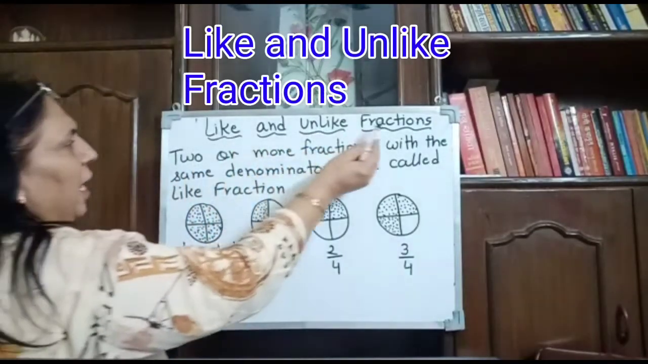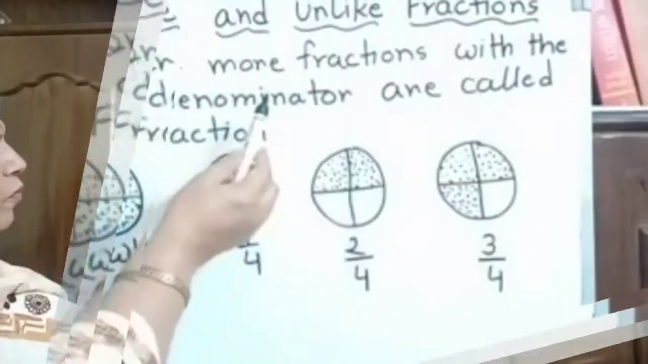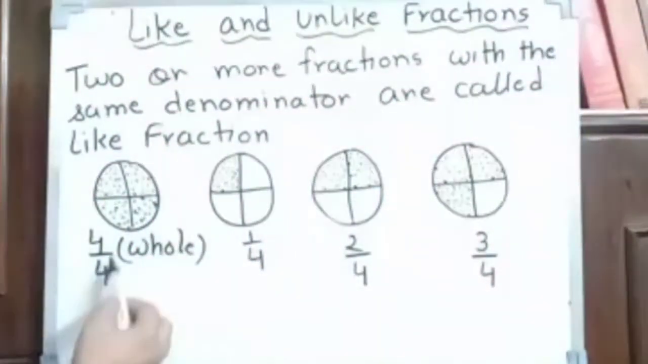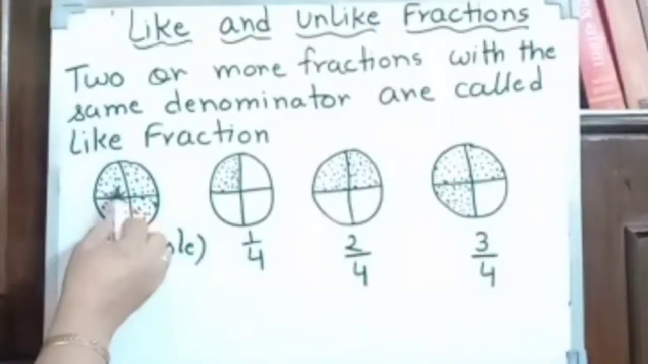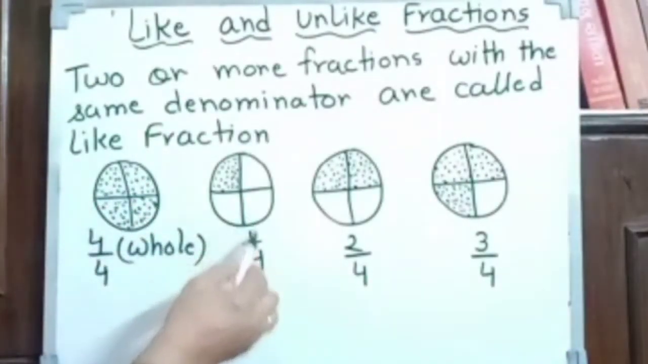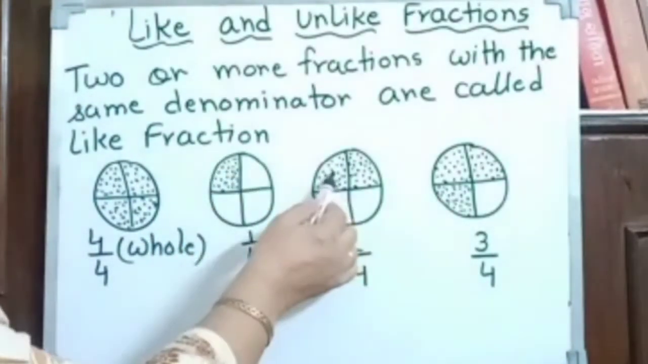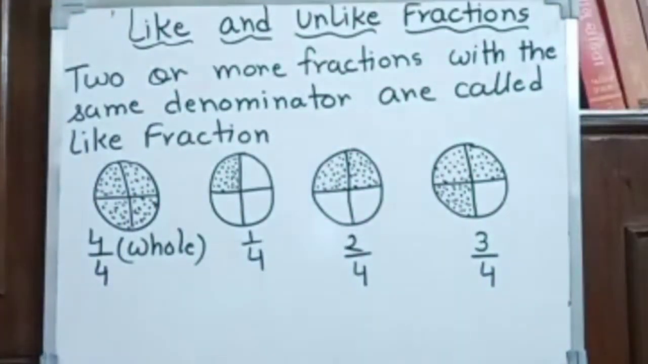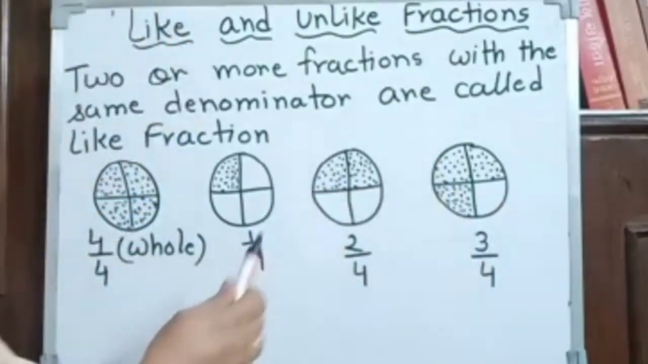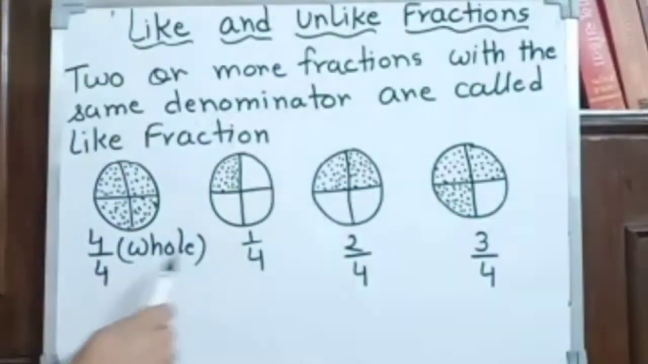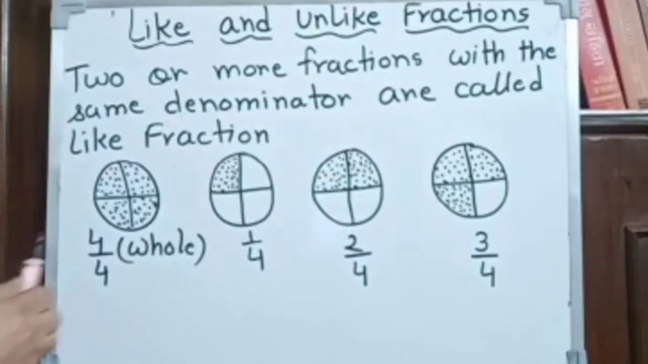Like and unlike fractions. Two or more fractions with the same denominator. Here we have 4 by 4, which means all parts of the whole. 1 by 4 means one part of the whole. 2 by 4 means two parts of the whole. 3 by 4 means three parts of the whole. So whenever we have the same denominators, like 4, 4, 4, 4, these are called like fractions.